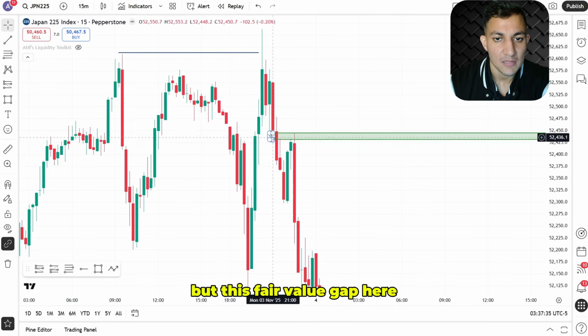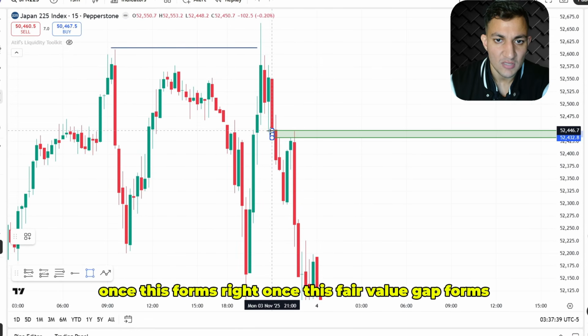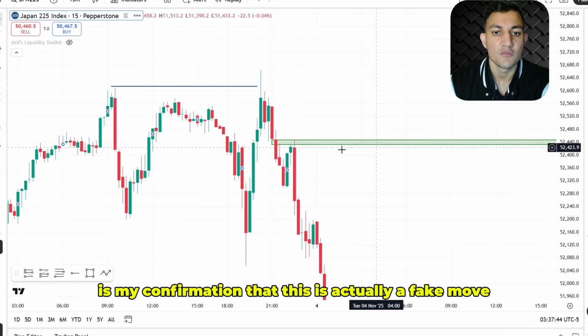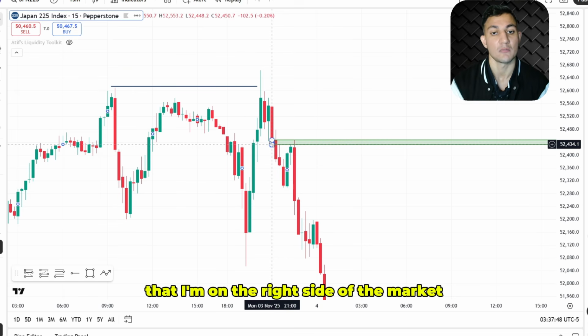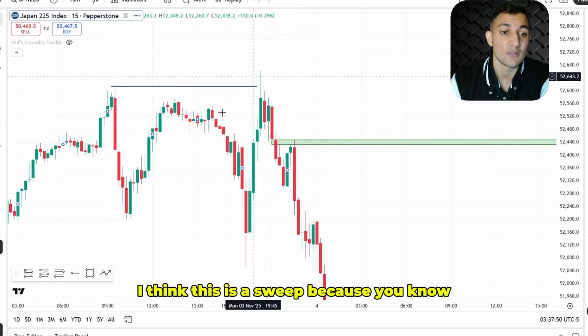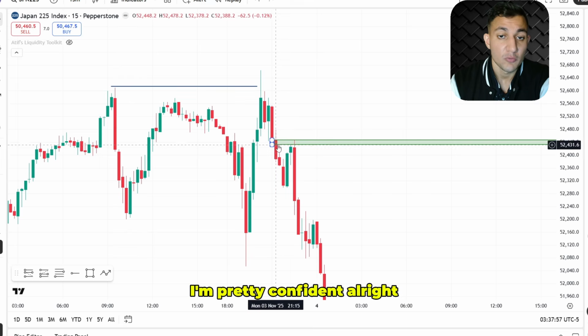But this fair value gap right here, once this forms, that right there is my confirmation that this is actually a fake move, right? I'm always waiting for confirmation that I'm on the right side of the market. I'm not just going to guess, hey, I think this is a sweep, because at this point price could easily just continue upwards, right? So once I've got the fair value gap, I'm pretty confident, all right?